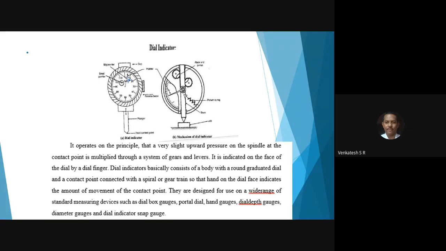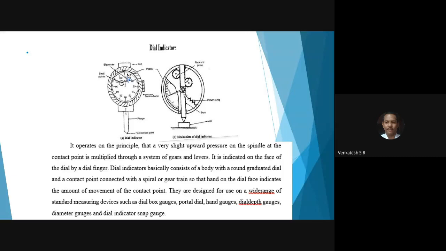How you have set the dial indicator for the measurement: if the dial rotates 1000 times, that is equal to 1 micron, in a particular type of dial indicator. Sometimes 10,000 rotations of the dial is equal to 1 micron. Like that, you have to conduct the experiment in the metrology lab. So this is the principle of operation.